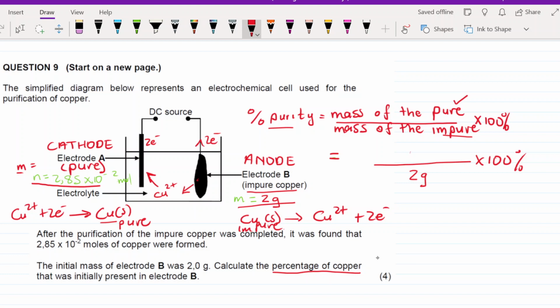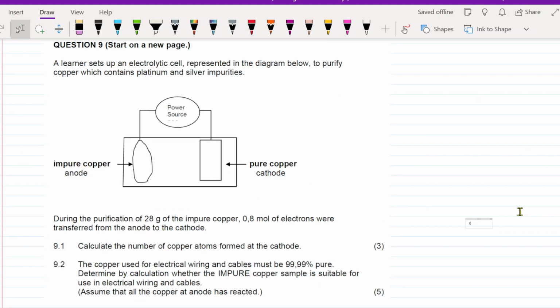Let me do the second question, which is also similar to this one. Okay, let's look at this one. This is the second question. It's also a percentage purity question. A learner sets up an electrolytic cell represented in the diagram below to purify copper, which contains platinum and silver impurities. So this is the impure copper on the anode, the pure copper on the cathode. During the purification of 28 grams of impure copper, 0,8 moles of electrons were transferred from the anode to the cathode.